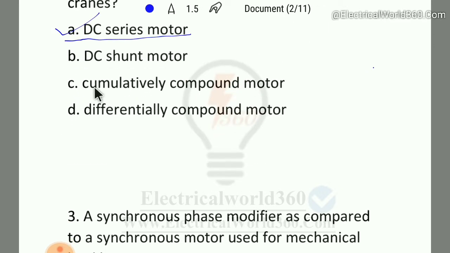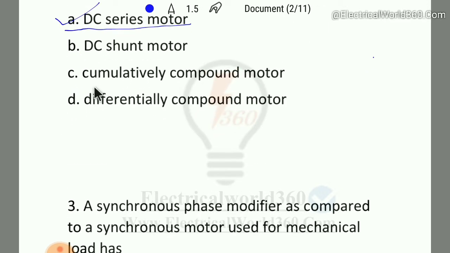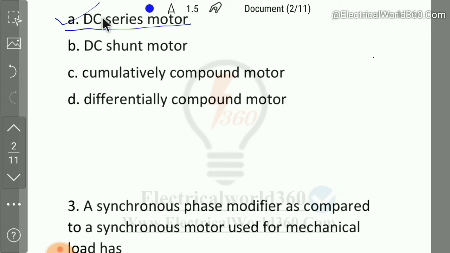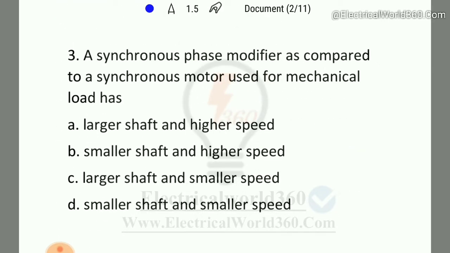And coming to the next question, a synchronous phase modifier as compared to a synchronous motor used for mechanical load has: option number A is larger shaft, higher speed. B is smaller shaft, higher speed. C is larger shaft, smaller speed, and D is smaller shaft, smaller speed.